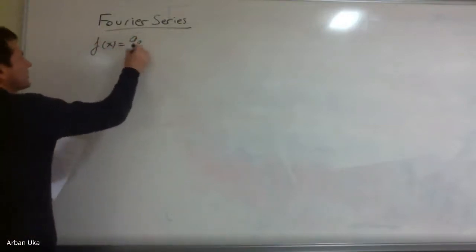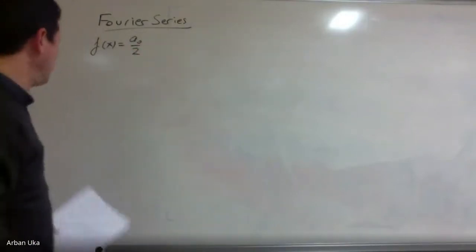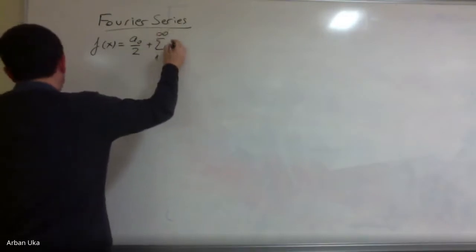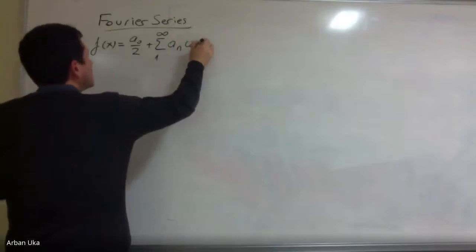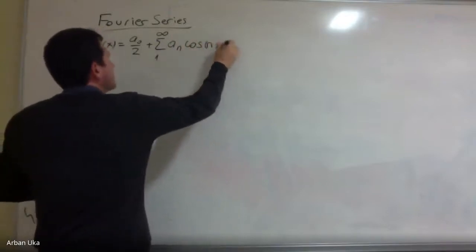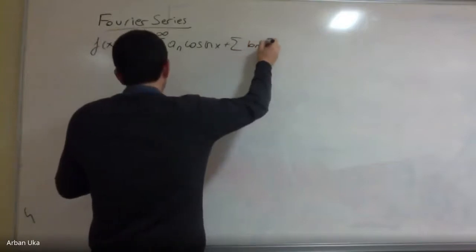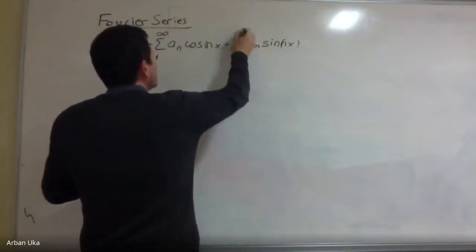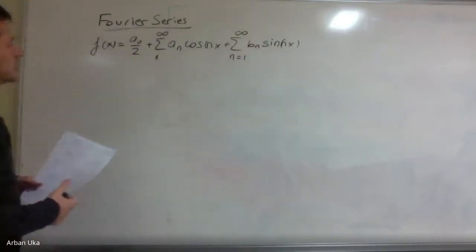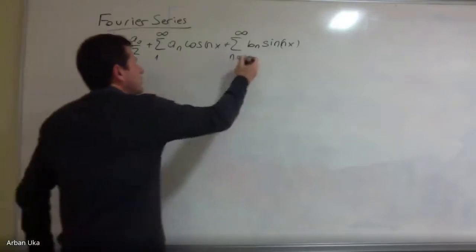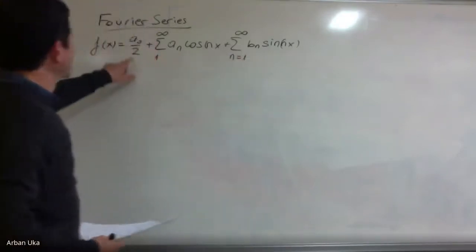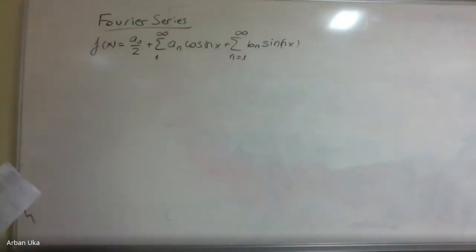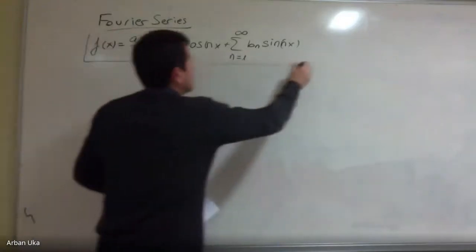x as a constant value, a0 over 2, plus a summation from 1 to infinity of an cosine nx plus the summation of bn times sine nx, okay? And n goes from 1 to infinity. So this n would start from 0, but the 0th term appears as a constant term, which is right here. So this is how we define the initial problem.